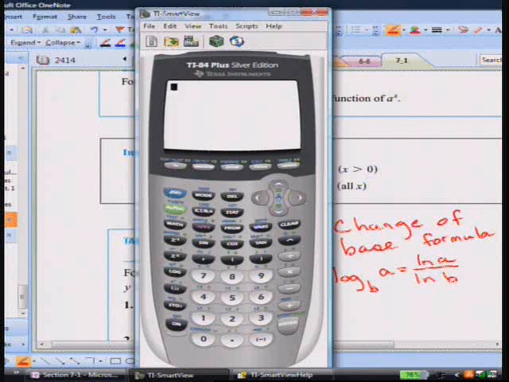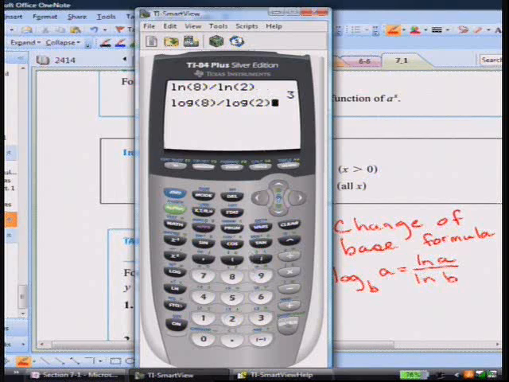But what you can do is ln of 8 divided by the ln of 2. So you do the log of the number divided by the log of the base, and that'll give you the 3. That's called the change of base formula. You could actually have used the LOG button if you preferred, as long as you're consistent. You have to use the same one. You'll still get 3.